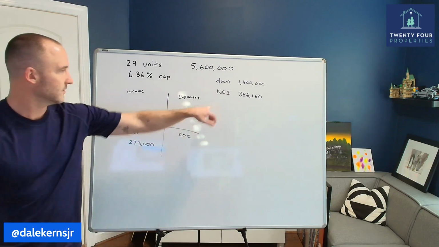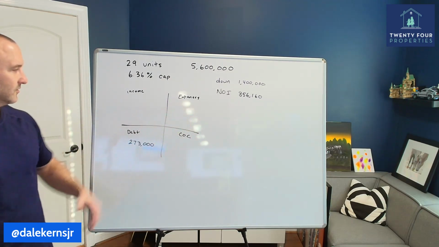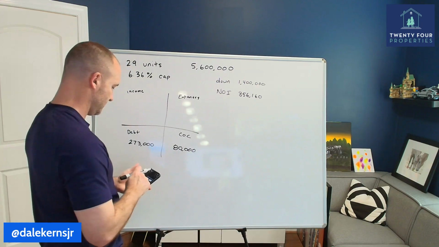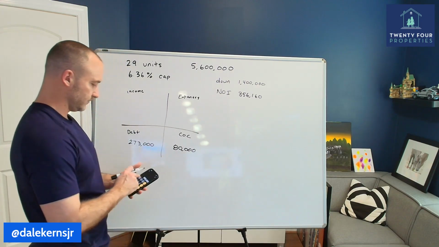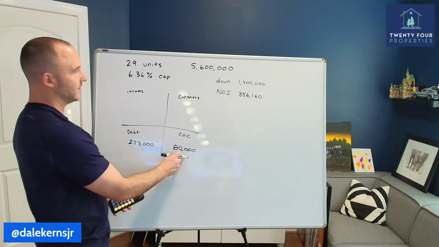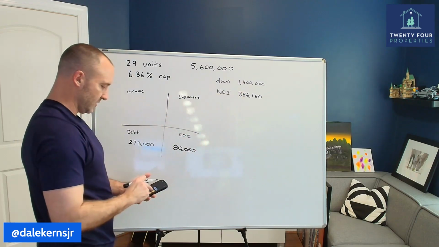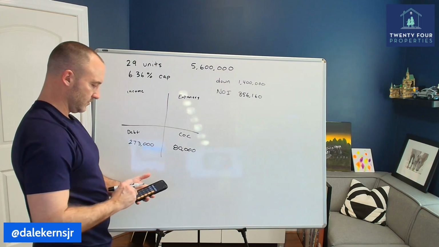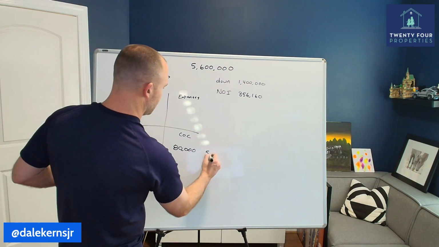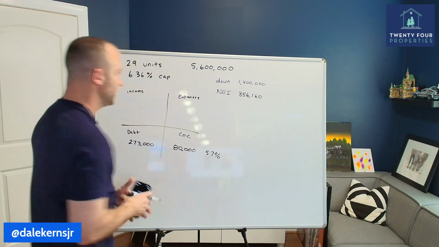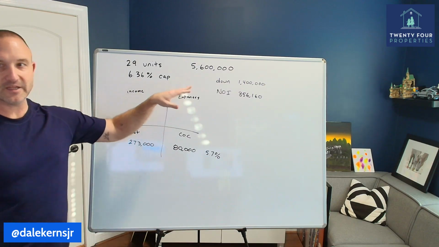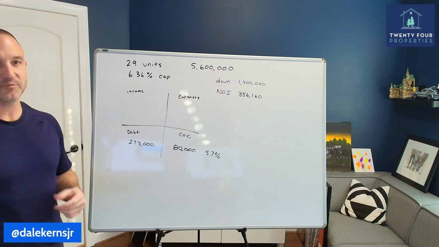So that's 80,000 left over. We're going to take the 80,000, which is the NOI minus the debt, 80,000 divided by our down payment, is 5.7%. Now this is lower because this cap rate is less than our debt number, 6.5%.